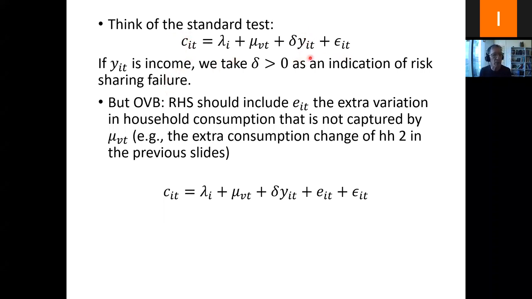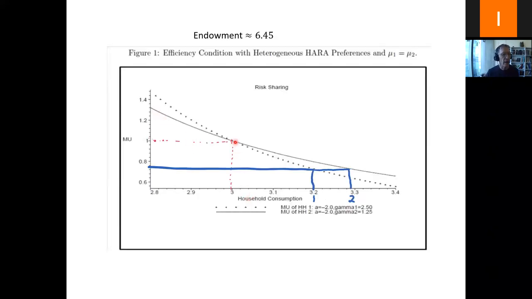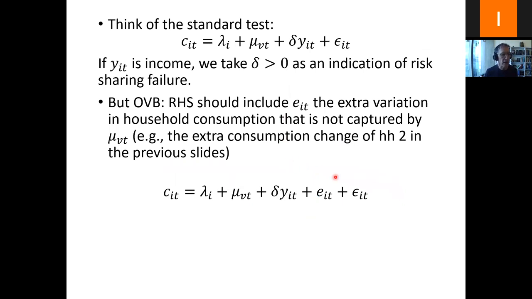But there's an omitted variables bias problem in this equation if there's heterogeneity in risk aversion, because the right-hand side should include another variable, e_it, which is the extra variation in household consumption that is not captured by mu_vt. So the extra consumption change of household 2 in this slide, okay? We've got an increase in consumption due to the average endowment. So it's gone from 3 to 6.45 divided by 2, whatever that is, it's gone to here. But person 2's consumption hasn't gone from 3 to there. It's gone from 3 all the way up to here. There's some extra variation in person 2's consumption. And so this is omitted. This is something that's going to be correlated with consumption that we haven't taken into account.